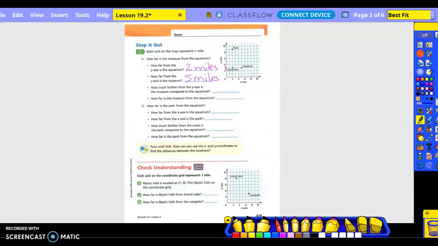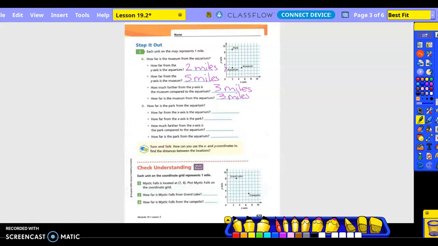How much further from the y-axis is the museum here compared to the aquarium? So what's different? 3 miles. How far is the museum from the aquarium? 3 miles. How far is the park from the aquarium? So this time we're looking at the x-axis. They're both on what? They're both on 2, right.